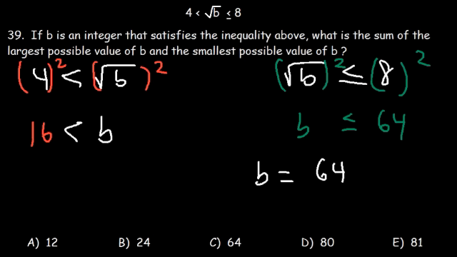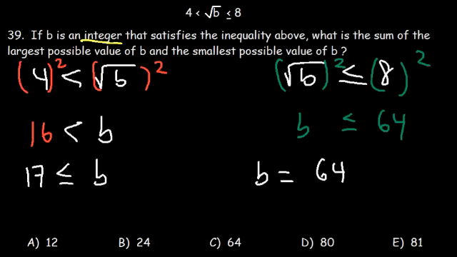Now, if b is greater than 16, what is the smallest possible value of b? It is not 16. b has to be greater than 16. And b is an integer, so it can't be like 16.1. So b has to be greater than or equal to 17. Because it has to be an integer, like 16, 17, 18. But since it's greater than 16, it can't equal 16, but it can equal 17.